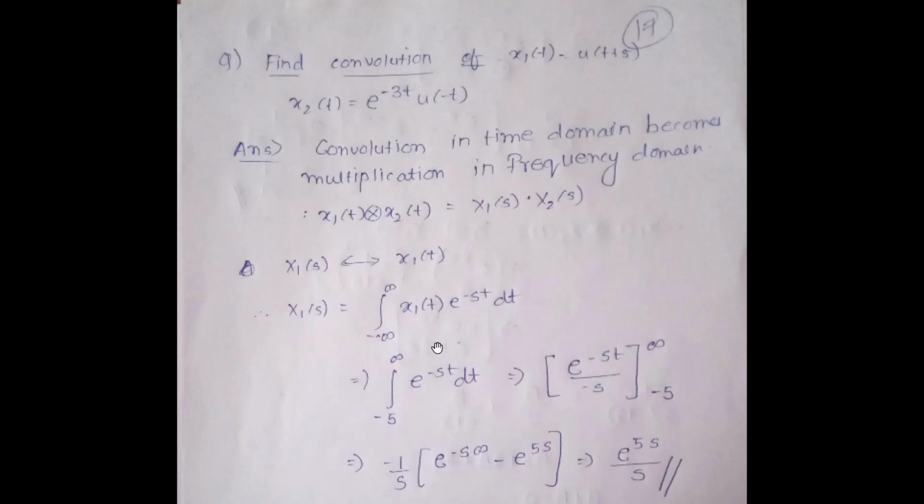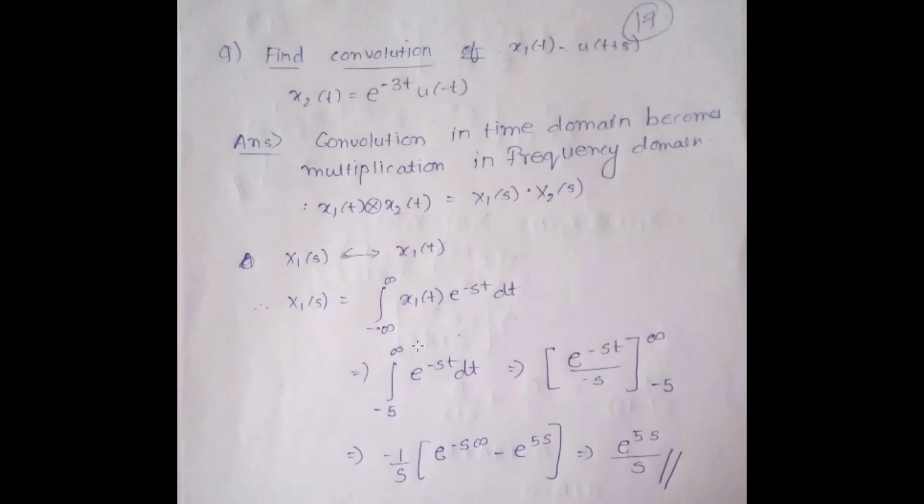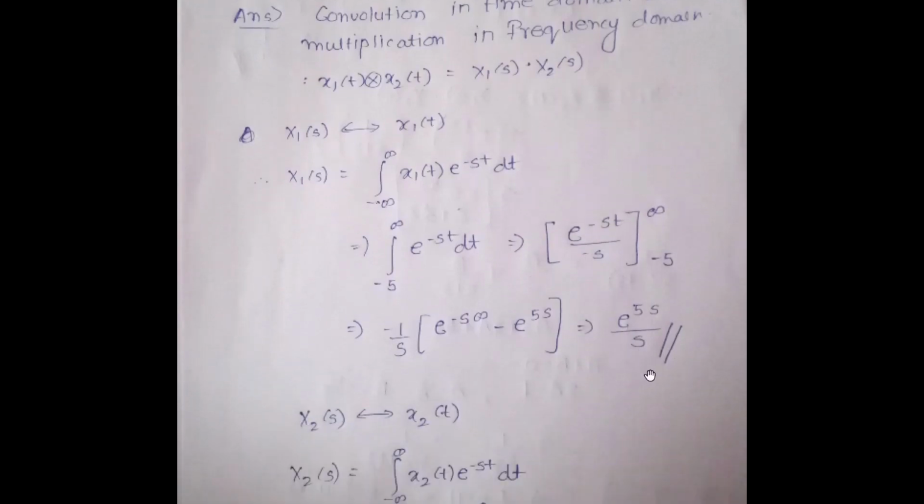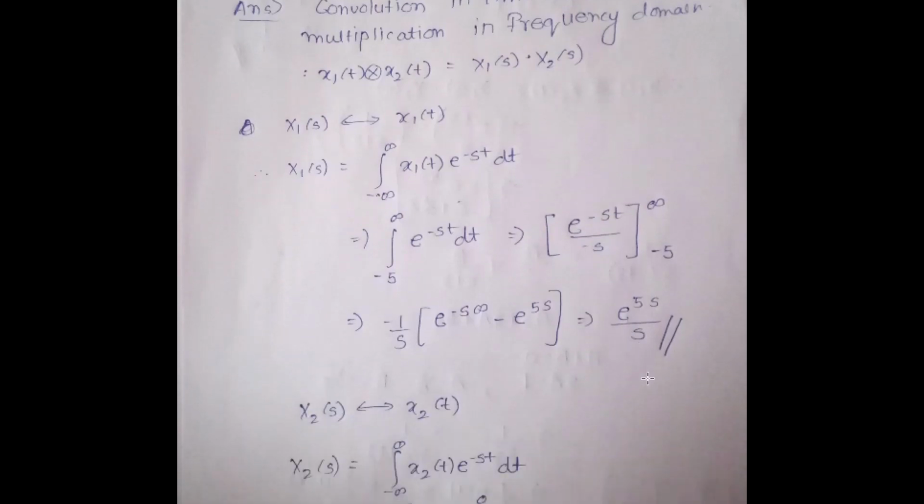However, x1 of t is a unit step signal, hence it is 1 times e raised to minus st dt, and the limits go from minus 5 to infinity, and you have e raised to 5s upon s. I hope I am very clear with this.